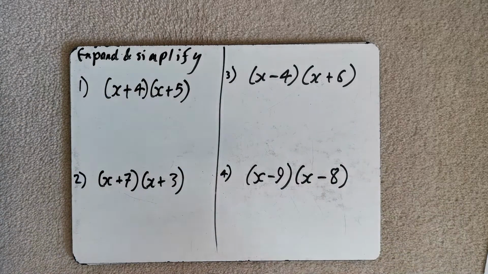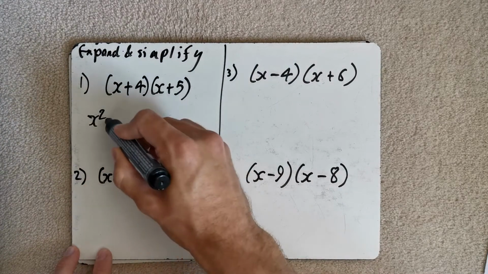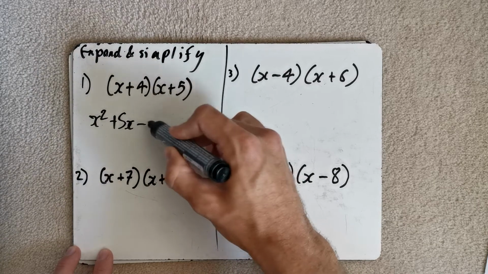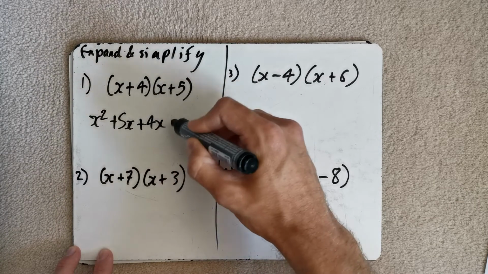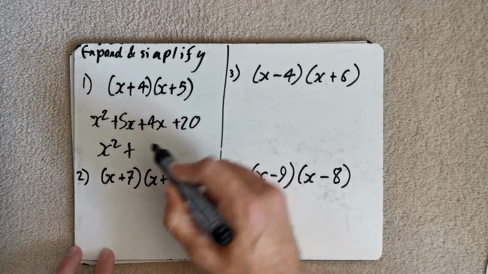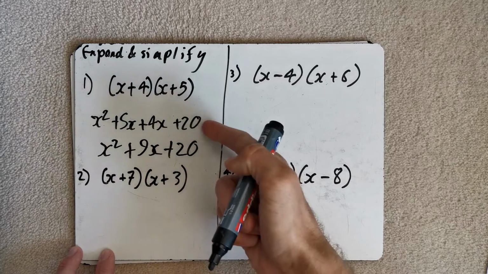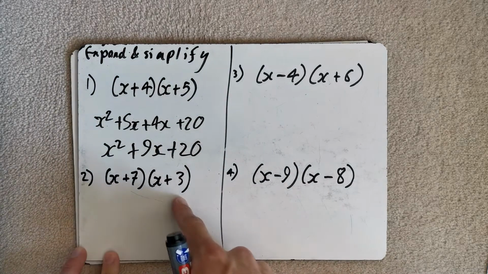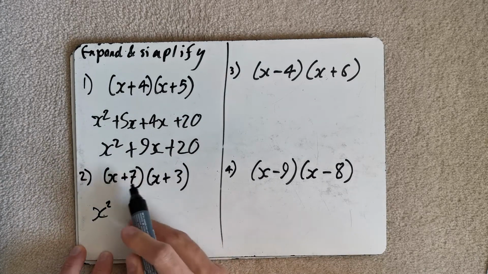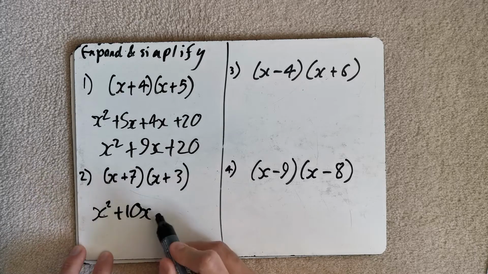Okay, right, answers. So, expand this one, x times x, x squared, x times 5, 5x, and then we've got 4 times x is 4x, 4 times 5 is 20, okay? Then that should come out as x squared plus 5x and 4x is 9x plus 20. Expanded, simplified, okay? This one I'm just going to go straight to the answer. x times x, x squared, 7x, 3x is going to be 10x, and then we're going to have 21 as well.